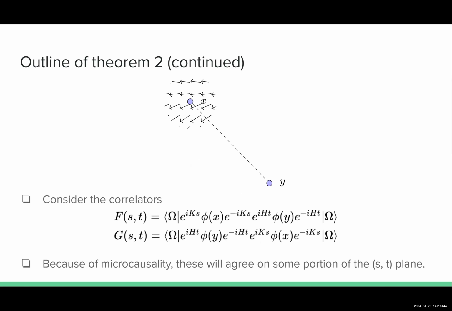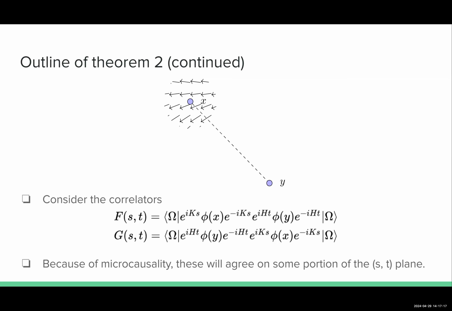So what we're going to do is draw an interesting conclusion by comparing modular flow, which is some special fancy notion of energy associated with the state, with the global time evolution that we have for free because we live in Minkowski spacetime in this example. And the way we're going to do that is we're going to put a field at X, and we're going to put a field at Y, and we're going to consider a correlation function where we do a little bit of modular flow to the field at X and a little bit of global time evolution to the field at Y. So that's this correlation function F that I've expressed here.